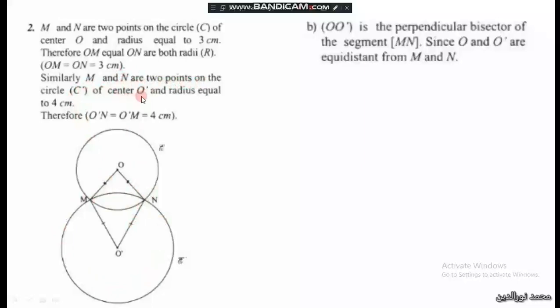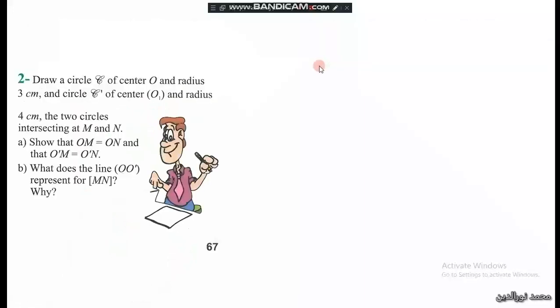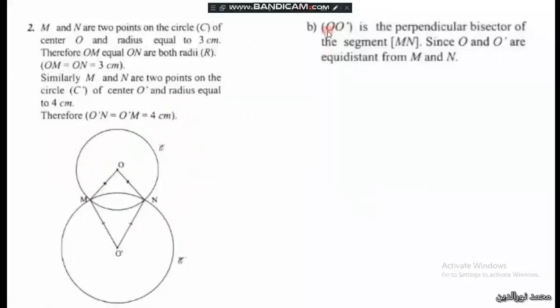So the O prime M and O prime N are radii of the same circle C prime, so they are equal and they equal 4 centimeters. The other question was asking what does the line OO prime represent for the segment MN? O prime is the perpendicular bisector of the segment MN since O and O prime are equidistant from the points M and N.